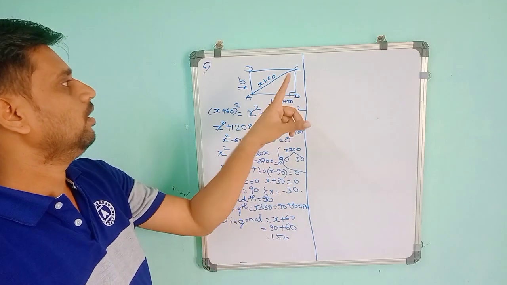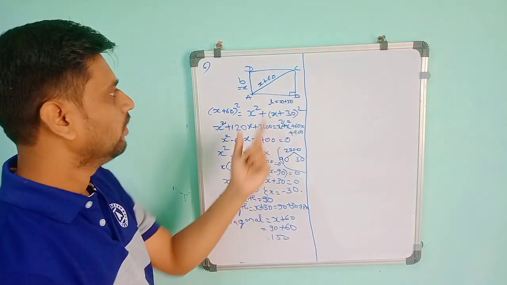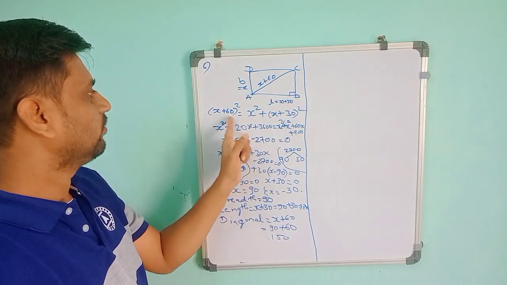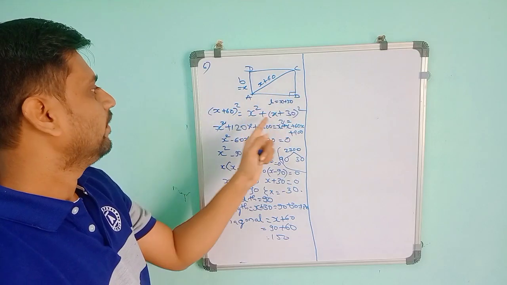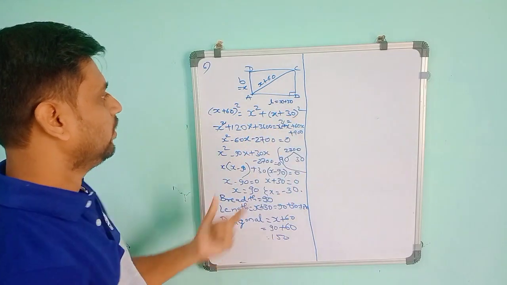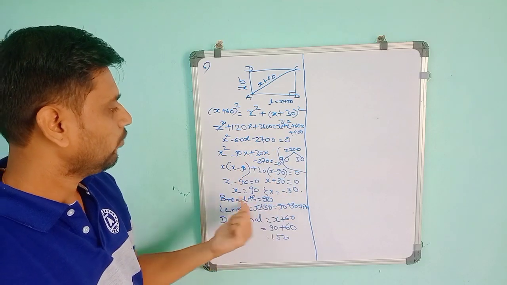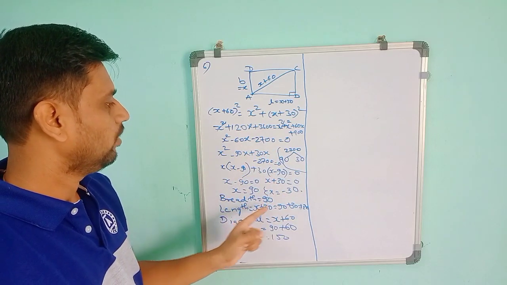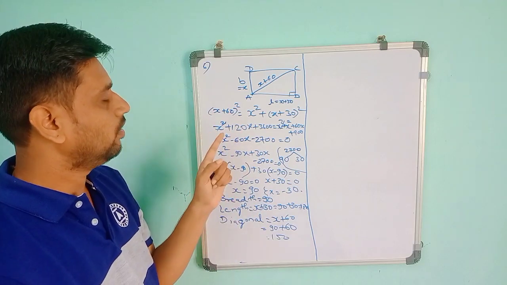So according to the Pythagoras theorem, AC square is equal to AB square plus BC square. Then they have given x plus 60, so x plus 60 whole square is equal to x square plus x plus 30 whole square. Then you form the quadratic equation and solve the roots. You will get one negative value and one positive value. So you have to take the positive value. The negative value is neglected because it is the breadth of a rectangle.